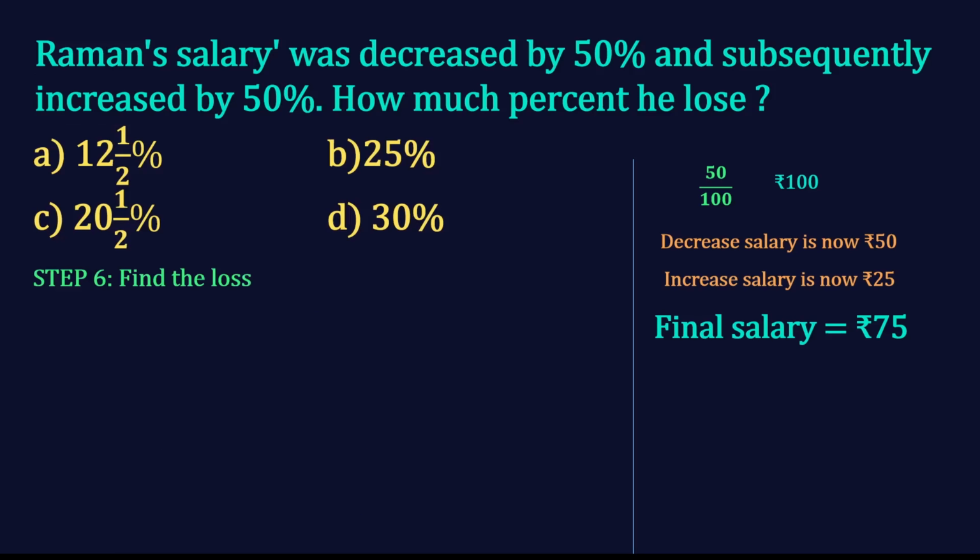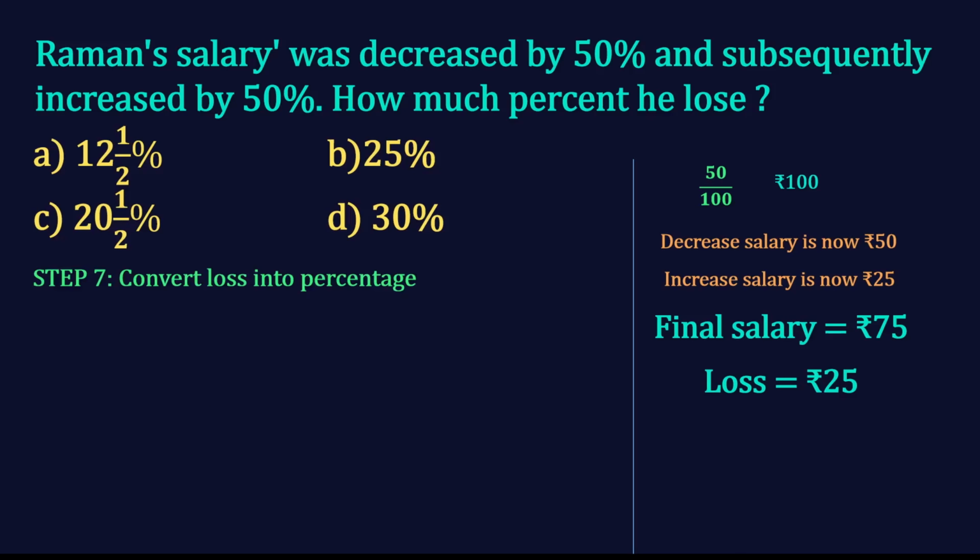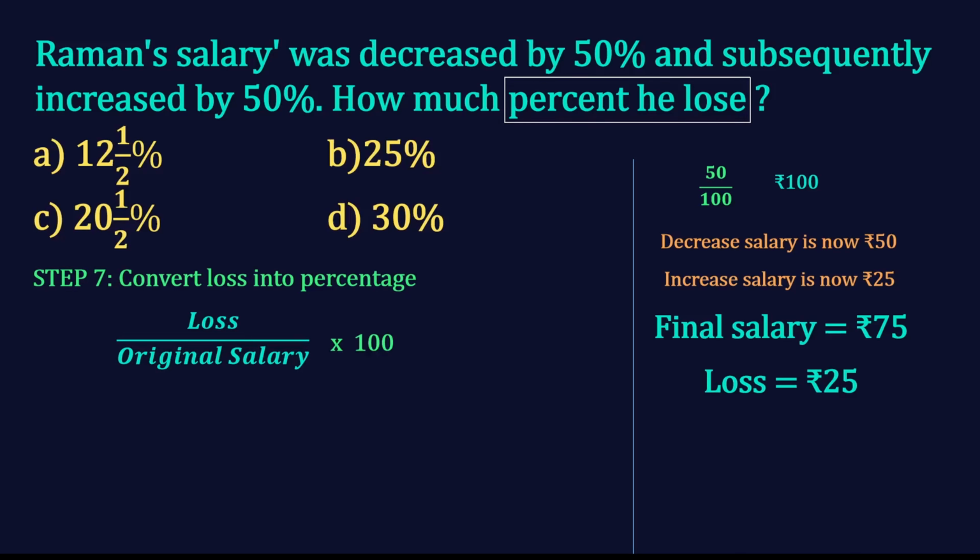Now we need to find the loss. So the original salary is 100. The final salary is 75. So the loss would be 100 minus 75. That would give me 25. So Ram lost 25 rupees overall. But I need to convert this loss into percent format. So in order to do that, I would use the loss over the original salary times 100. 100 is the whole value. So 25 divided by 100 times 100, that would give me 25%. So the overall salary loss that Ram has is 25%.